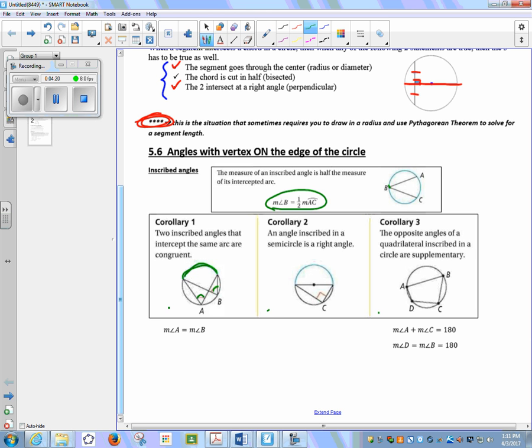Also, since an angle is half the measure of its intercepted arc, if the inscribed angle has a semicircle as an intercepted arc, then the angle has to be 90 degrees, a right angle. Notice that the diameter is going to give you that clue that it's a semicircle. The last corollary says opposite angles are supplementary. So A and C add up to 180, B and D add up to 180, etc.